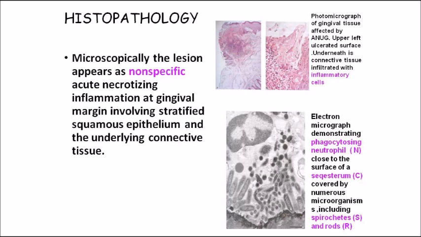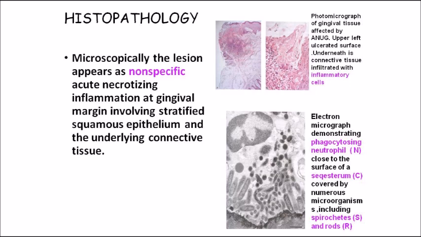Now we saw what all are the external changes that are happening. Now let's go into the histopathology or the microscopic features. Microscopically, the lesion is a non-specific lesion. Acute necrotizing inflammation can be seen at the gingival margin of the stratified squamous epithelium. Obviously, our oral cavity is lined by stratified squamous epithelium and the underlying connective tissue. So just to expand the name, acute necrotizing ulcerative gingivitis, and you get all the histopathological features.